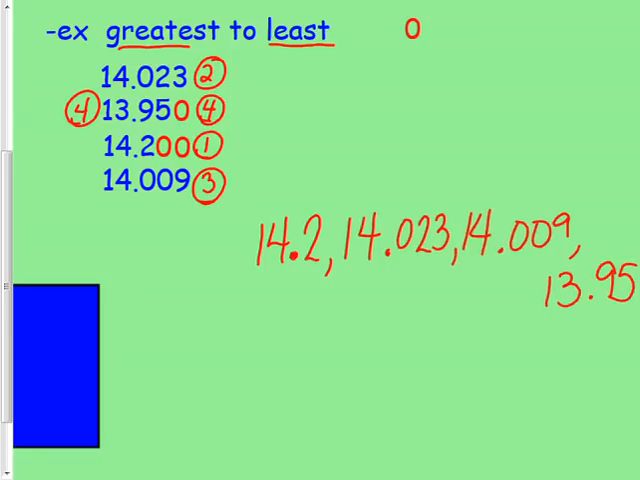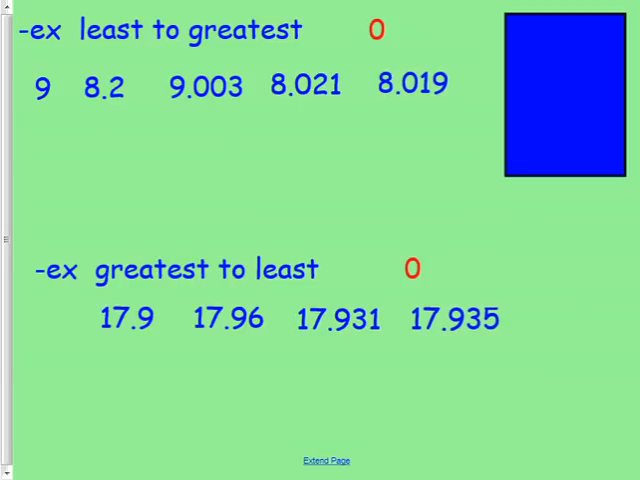Let's look at a couple more that you can try on paper. Here's 2 sets. Try those. Pause while you try it, and then we'll check.